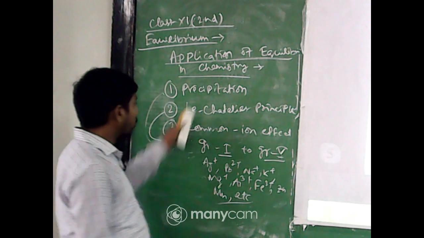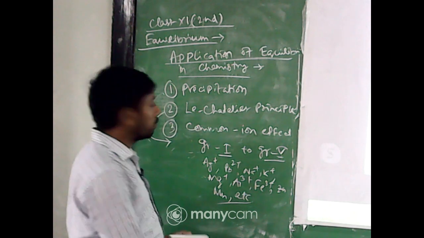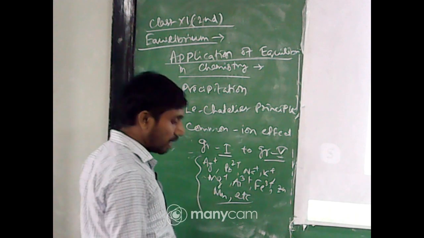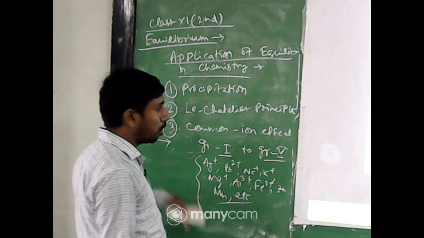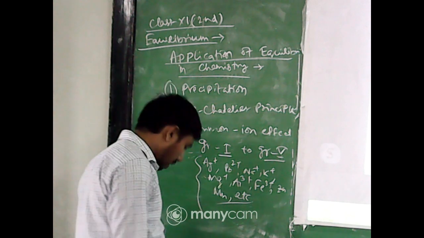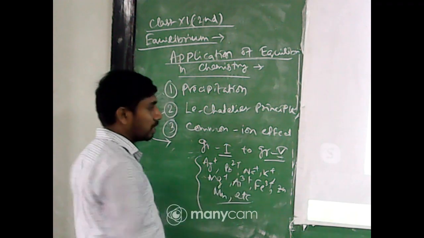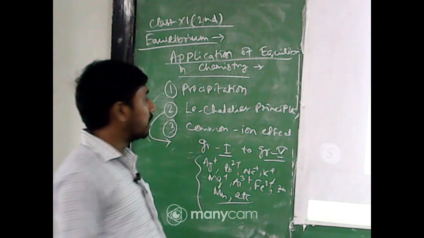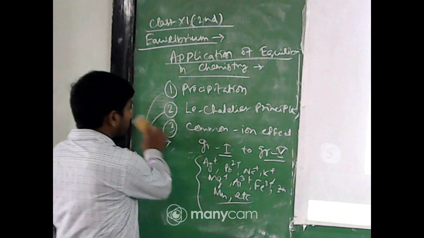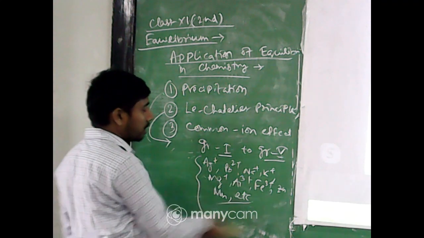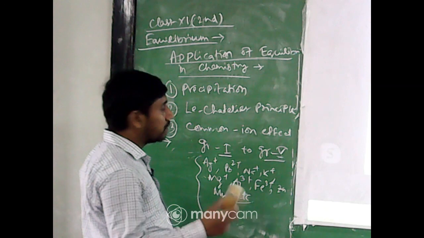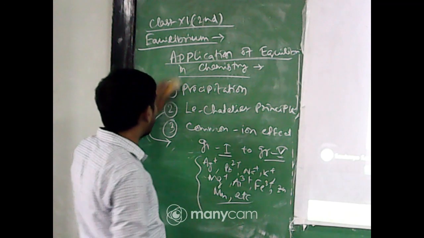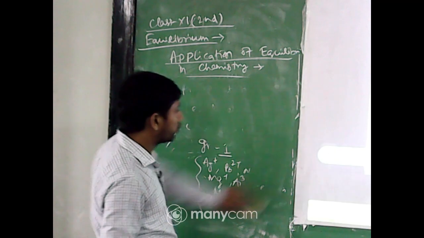Now next one, that is Le Chatelier principle, we know it, and the common ion effect we also know. Now how these two are used in qualitative inorganic analysis. Here I have written down the cations and anions, not all of them, just some specific examples. These cations and anions are classified into different groups in the analysis, and they are precipitated in different forms. How we use the Le Chatelier principle and common ion effect will be discussed now.